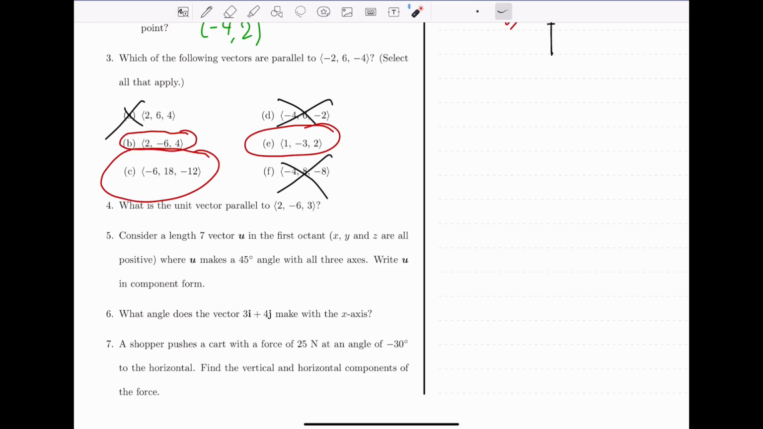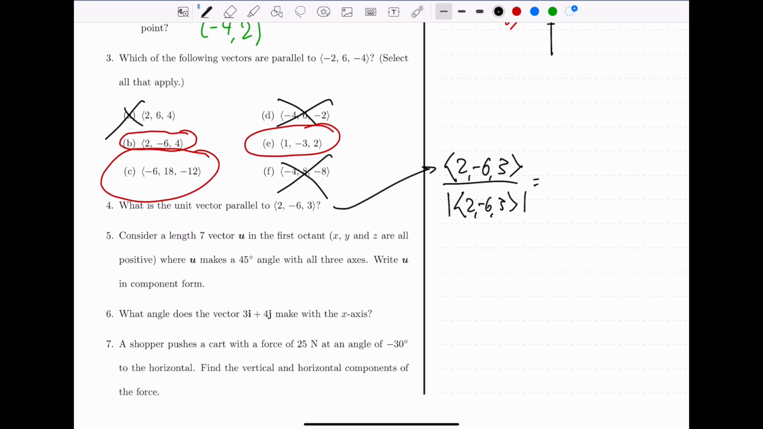Take a look at example 4. Here we're given a vector 2, negative 6, 3, and we want the unit vector parallel to 2, negative 6, 3. This is good practice for figuring out how to find the unit vector in a given direction. The unit vector will be the vector itself divided by its magnitude. So we're going to divide the vector by its magnitude.